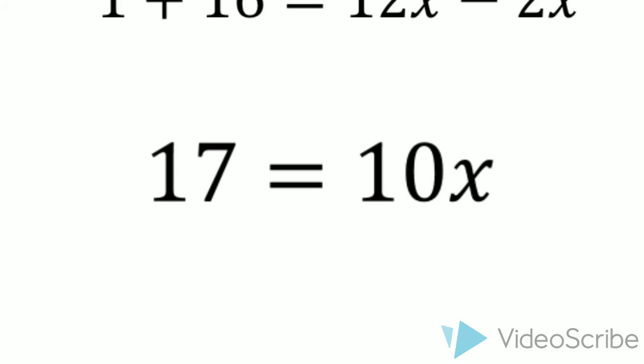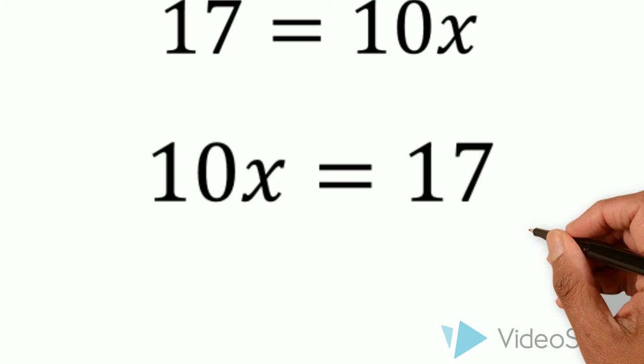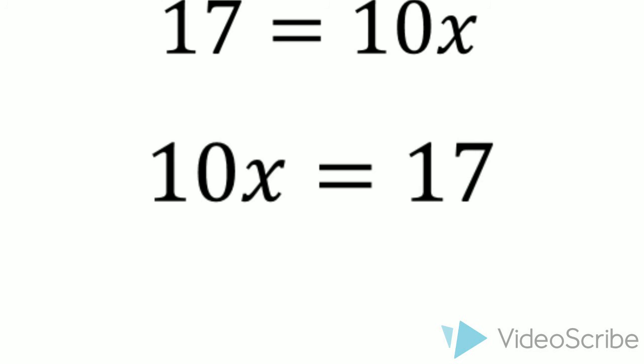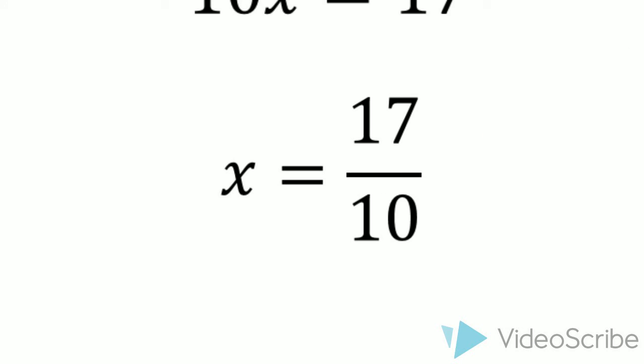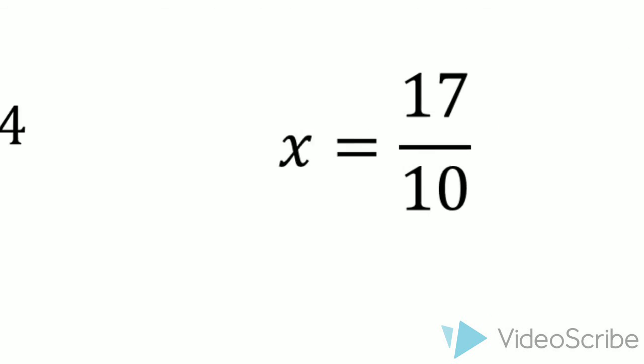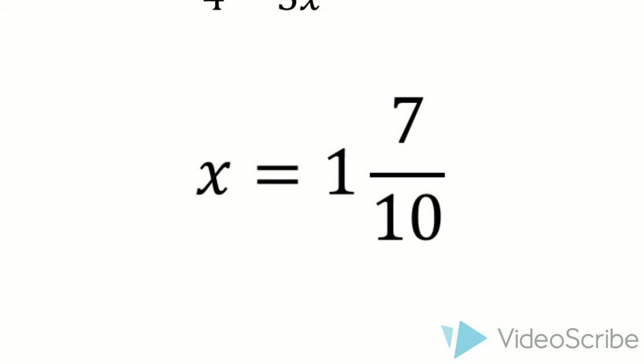Personally, I prefer to keep my unknown variables on the left hand side of the equation and everything else on the right hand side, and that gives me x equals 17 over 10. And making it a proper fraction, you get x equals 1 and 7 over 10. So that is the process to solve this equation.